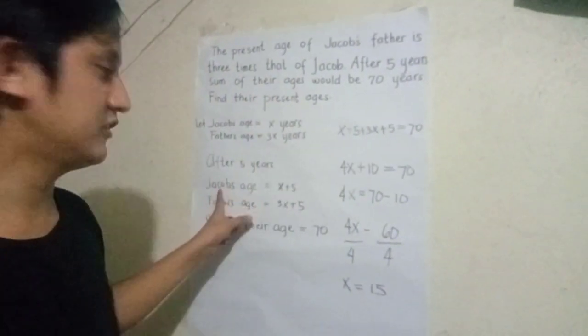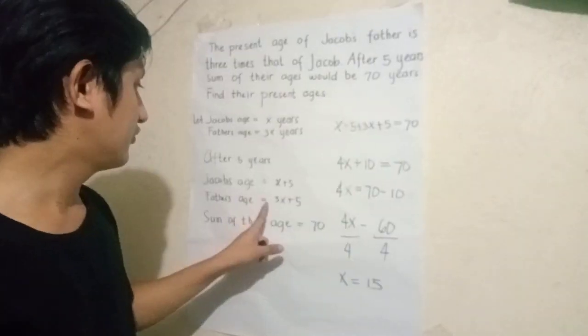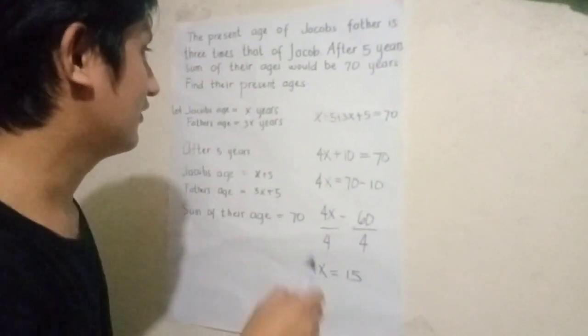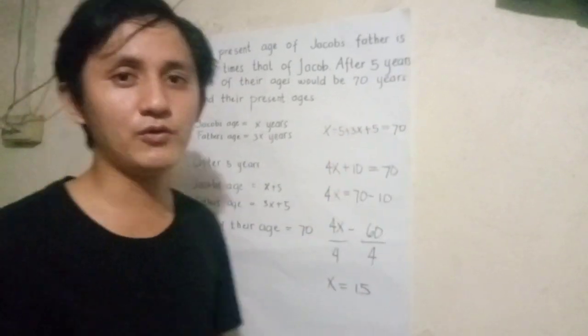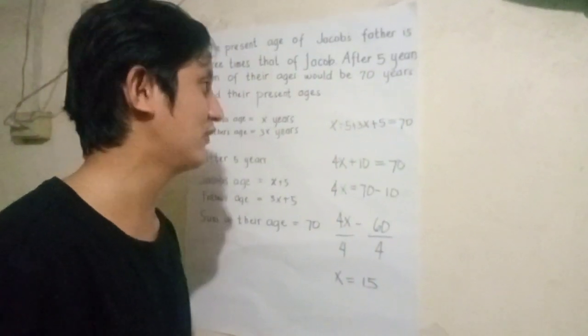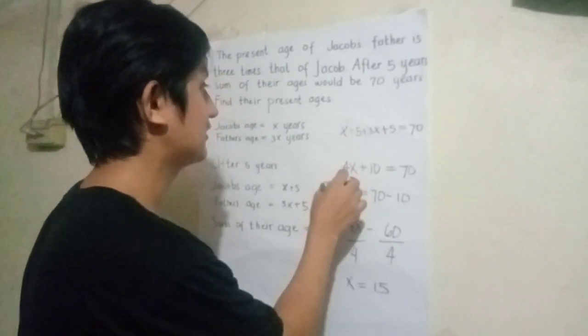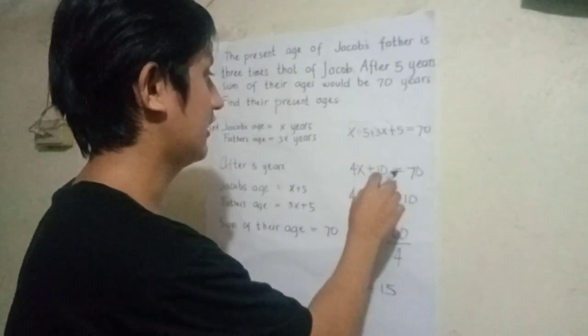So after 5 years, Jacob's age is equal to x plus 5, and his father's age is 3x plus 5, and the sum of their ages is equal to 70. Then we're going to write this as x plus 5 plus 3x plus 5 equals 70. So we add the like variables: x plus 3x equals 4x, and 5 plus 5 equals 10. So the total is equal to 70.